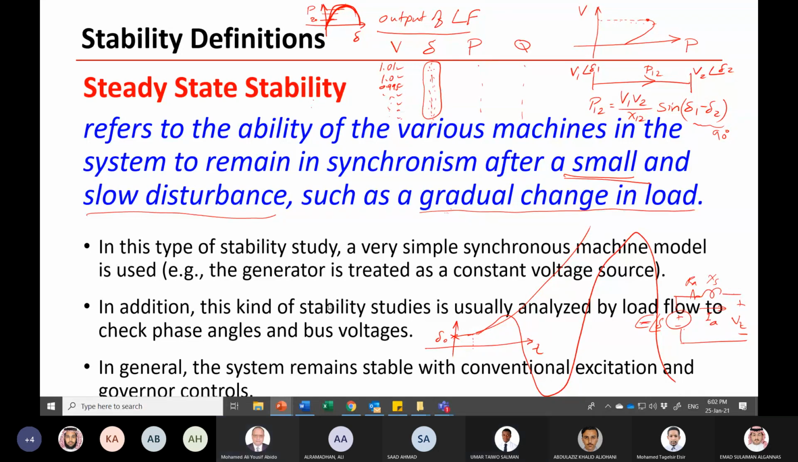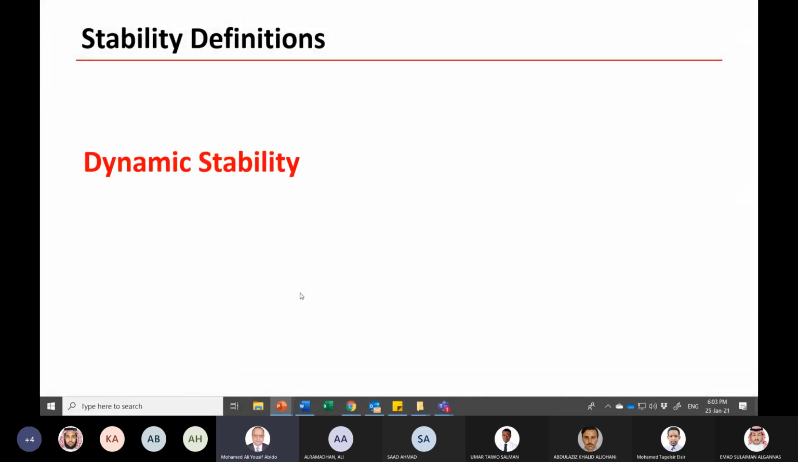Okay. So this is the steady state stability from the load flow. You can judge load flow is algebraic equation. You can use the system modeling here is algebraic equation, and you can see the maximum difference of the angle, and you can see this.